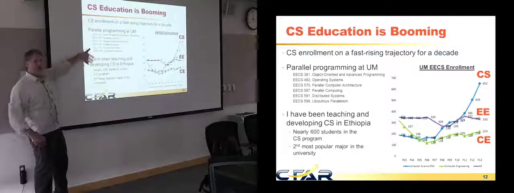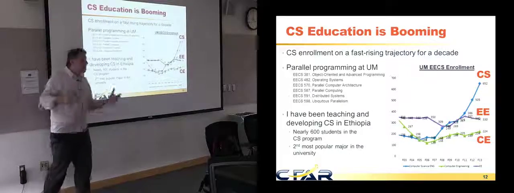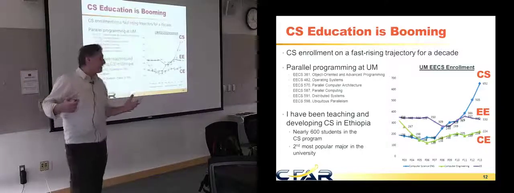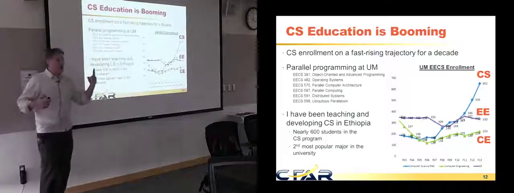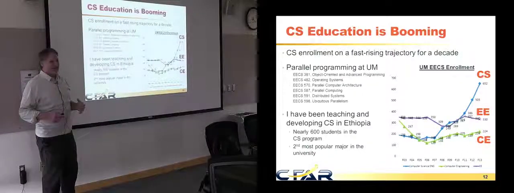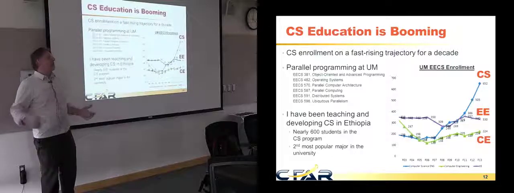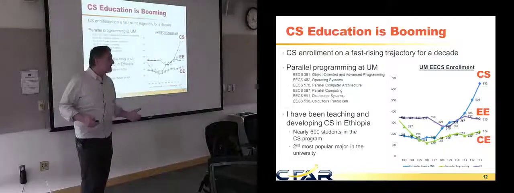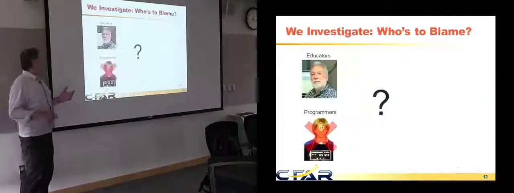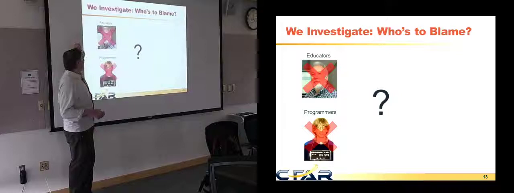So there's a lot of opportunity to learn about parallel programming. And people that know me know I've been working in Ethiopia since 2009. Even there, the second most popular degree in the university is CS. First most popular is civil engineering, because there's a huge infrastructure boom in the country, so there's lots of jobs in that space. But the world over, we're making lots of programmers, and we're teaching them how to do parallel programming. So I don't think we can blame our educators. They're producing good programmers.